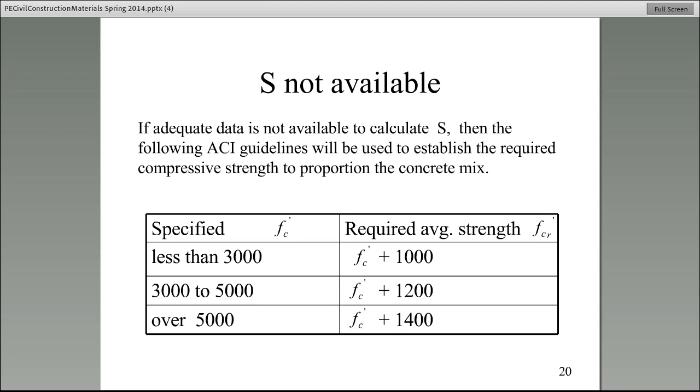And someone is asking, what happens if S is based on less than 15 tests? Well, this is exactly what you do on page 20, slide 20. If the standard deviation is based on less than 15 tests, you do not use it, and this is the method that you will have to use. All right?